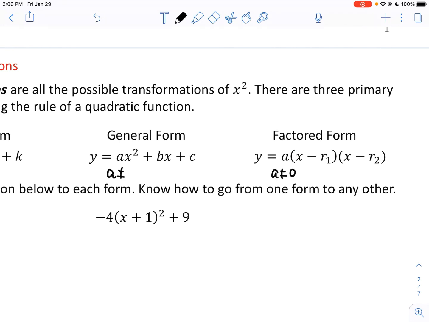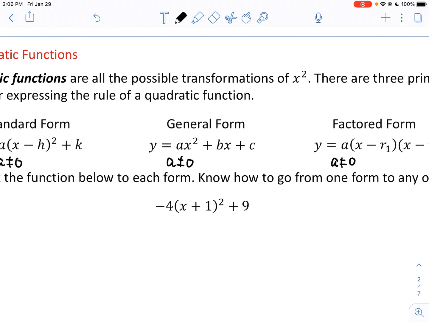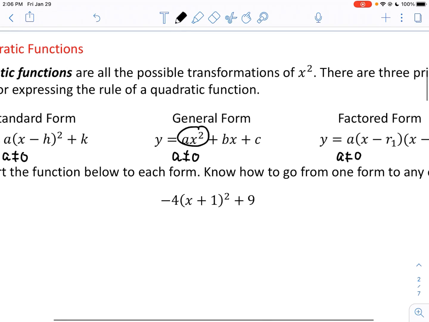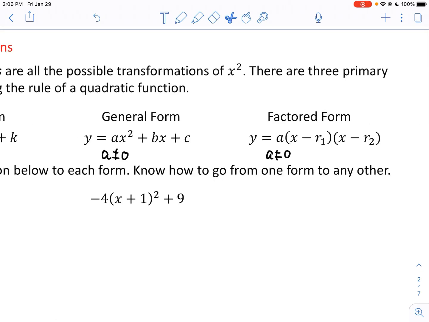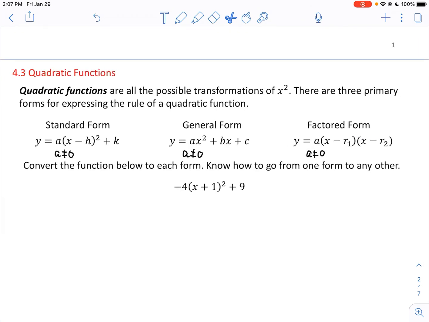And they're all the same a, by the way. That's why I'm using the same letter. The a is also sometimes called the leading coefficient, because it's the number in front of the highest power term when you're in general form. Over here, I'm using R1 and R2. The R stands for root. Now, you're going to want to know how to go back and forth between all of these forms.